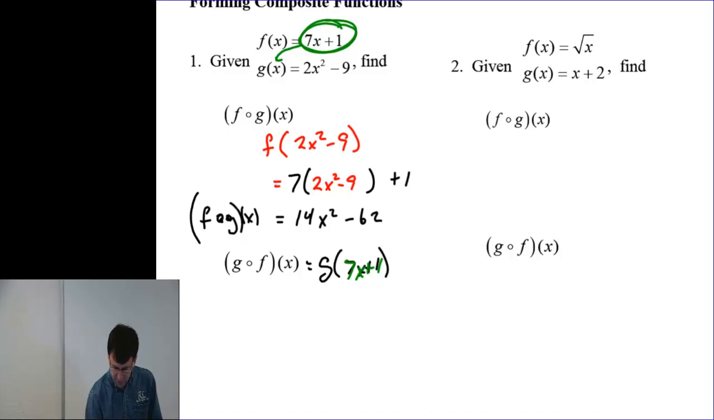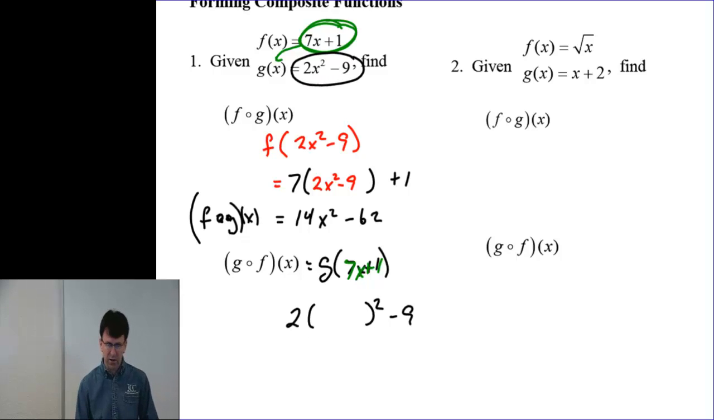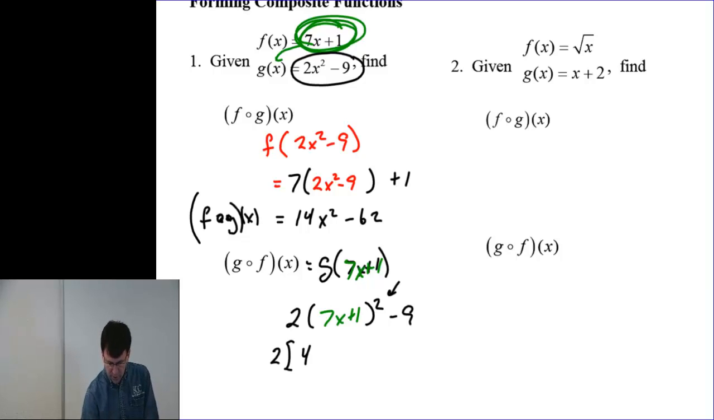So here we have it. I've got my G function is defined as being 2 times whatever the input is squared minus 9. And I want you to see that as being this right here. Wherever you had an input, I left a space. And what I'm going to input into that space is the F function. So this is 7x plus 1. All I have left to do now is some algebra. Don't distribute the 2 first, because the squaring order of operations still rules the world. I've got to square it first, then I distribute the 2. So this is going to be 2 times 49x squared plus 14x plus 1 minus 9.